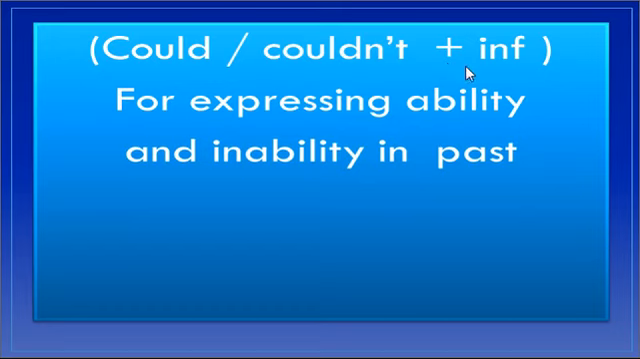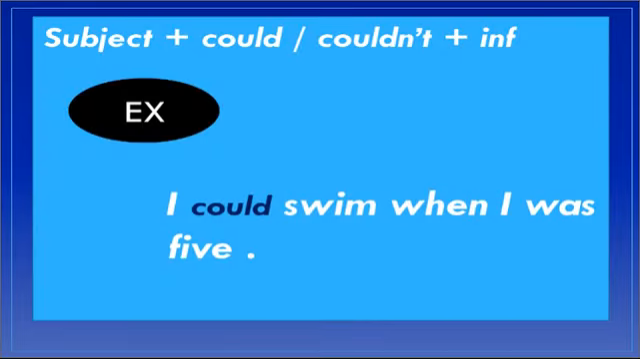As we know, we should put the infinitive after could and couldn't. يبقى احنا هنا نقول إيه، could or couldn't plus the infinitive are used for expressing ability and inability in the past. Okay, let's have an example. عندي هنا أول حاجة لازم أعرفها المين رول بتاعتي أو القاعدة الأساسية، إن أول حاجة بدور عليها subject then could or couldn't plus the infinitive.